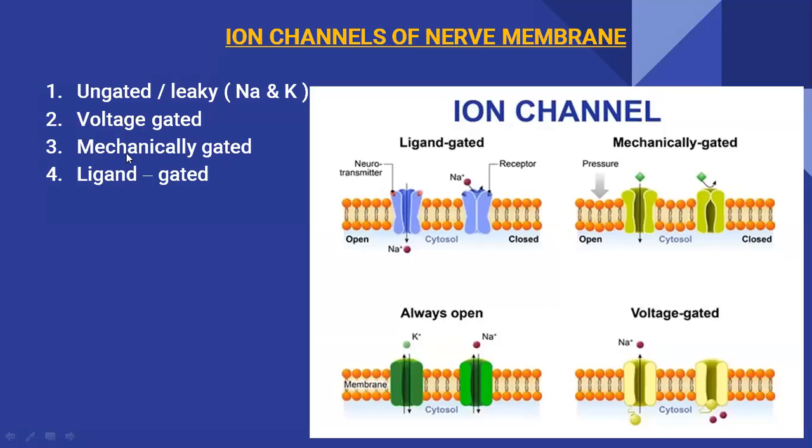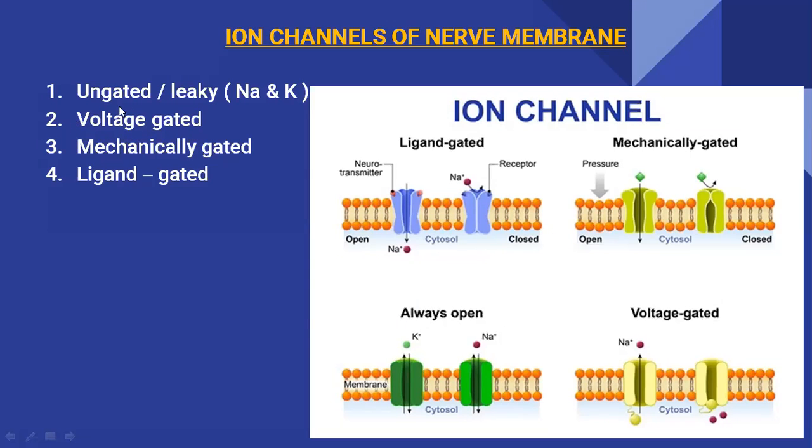The third type are mechanically gated channels. These are present on the neurons in the receptor organs. For example, skin is a receptor organ. Skin receives pressure, temperature, and pain. All these sensations are received by the skin. Like that, in our eyes, our ears, and all five sensory organs, the neurons are called receptors. So receptors are one type of neuron.